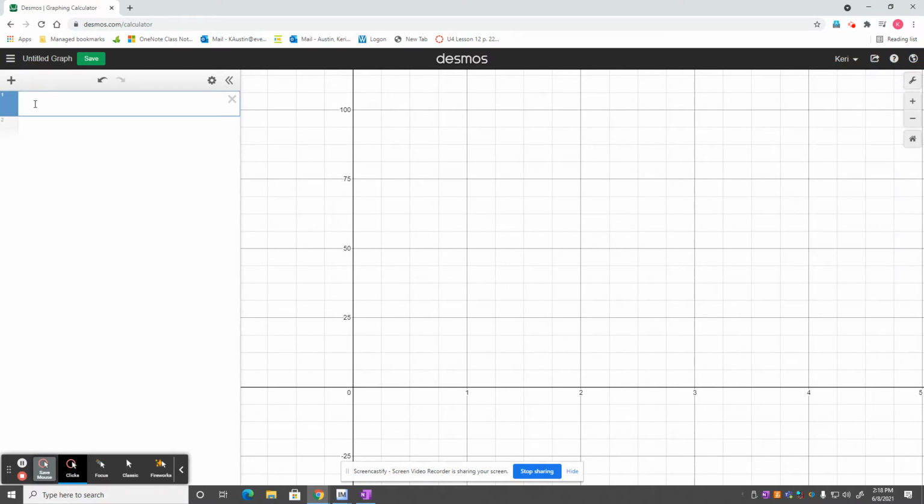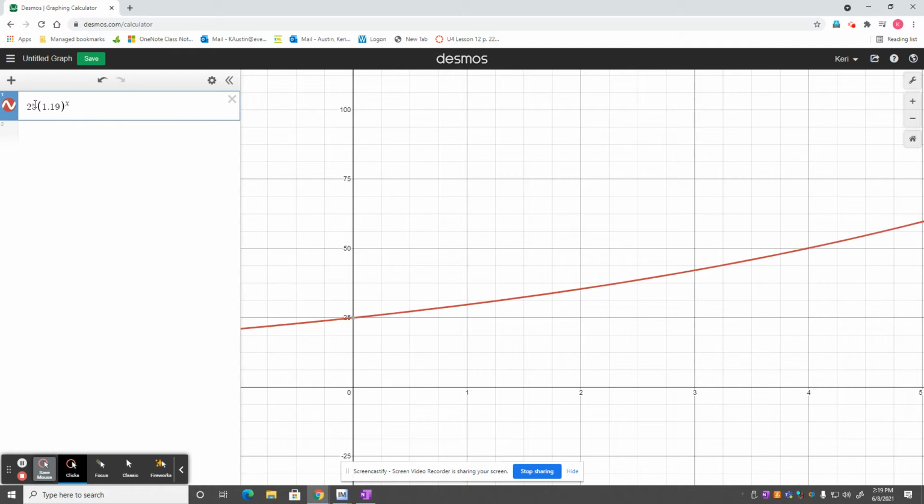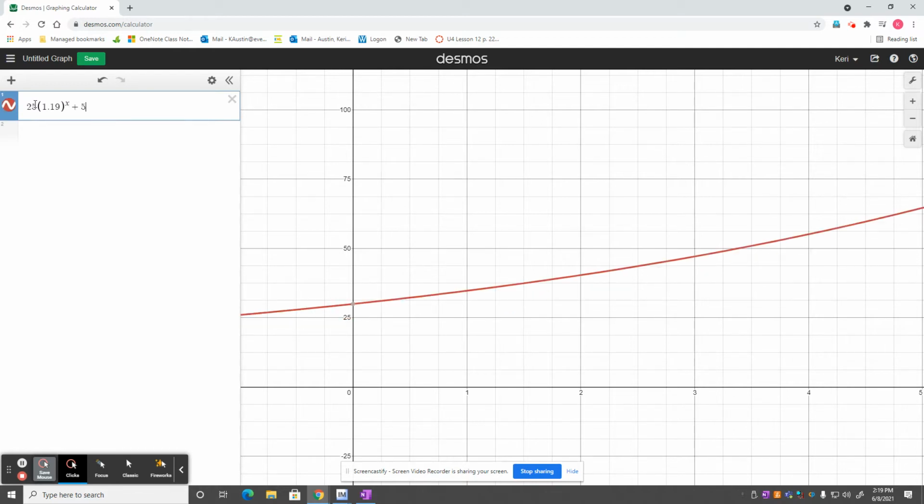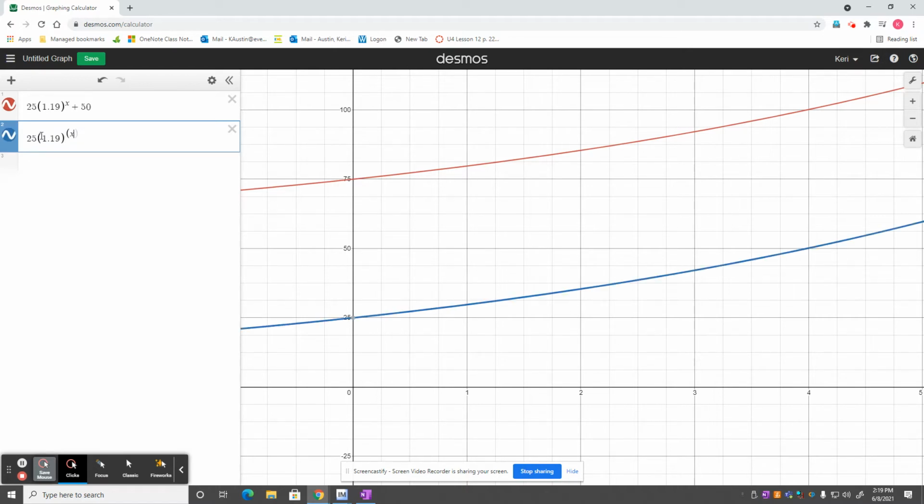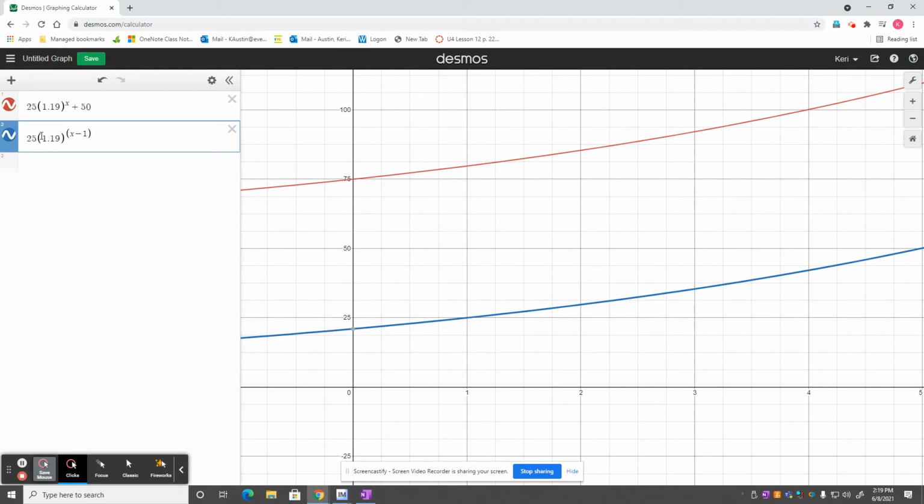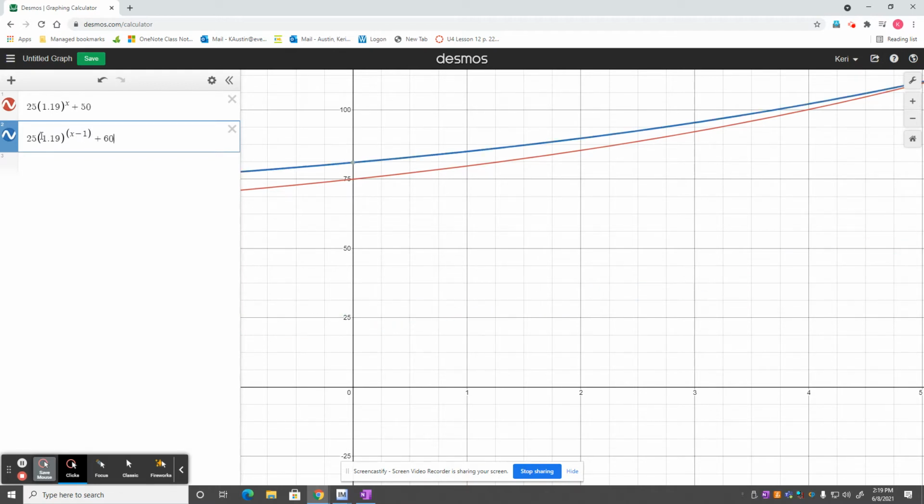So we're supposed to be graphing Elena and Hans. So let's look. 25 times 1.19 to the, we can't use D in Desmos, we have to use X, and then plus 50. And then Hans is 25 times 1.19 to the X minus 1 plus 60. Hard thing is we don't have the data here.